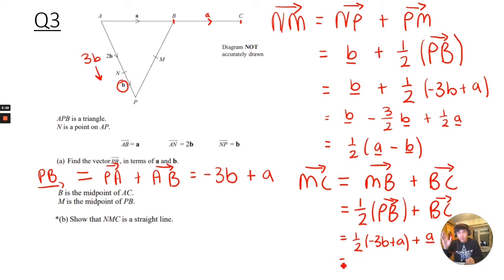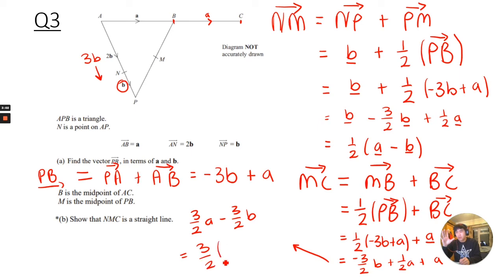If I just expand and simplify this, I would get negative 3/2 b plus half a, then plus another a there. And if I fully simplify it, I would get 3/2 a take away 3/2 b, and if I factorize this, I'm going to get 3/2 brackets a minus b.